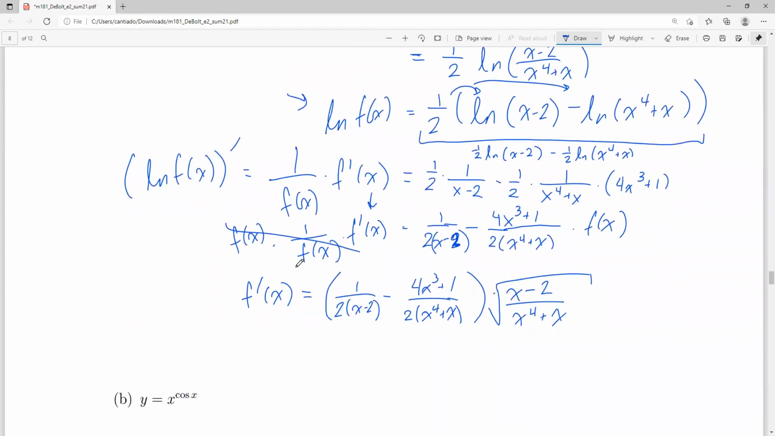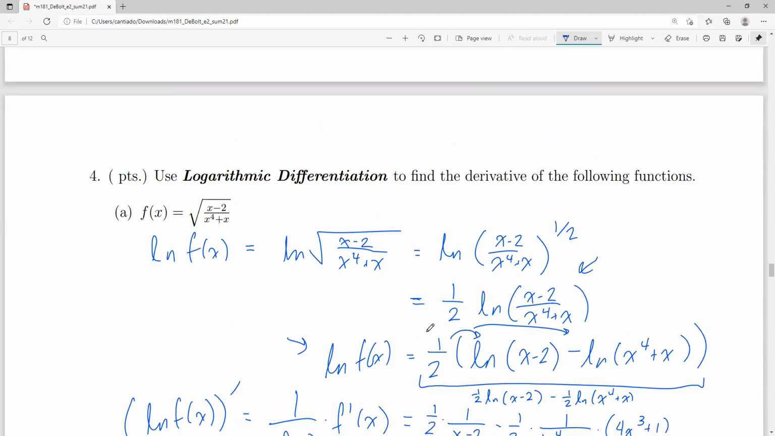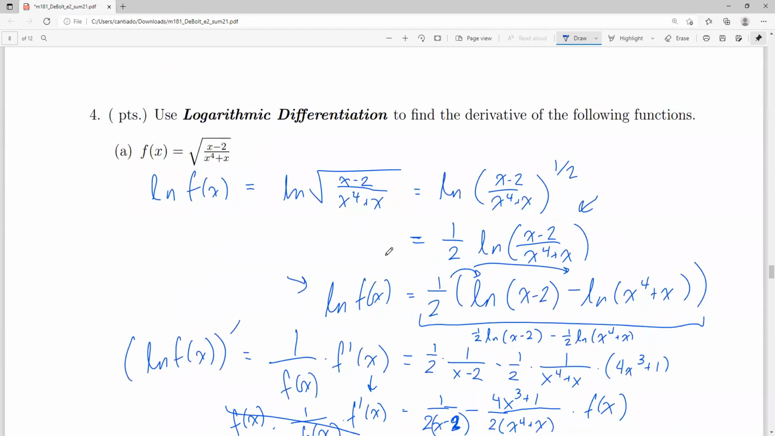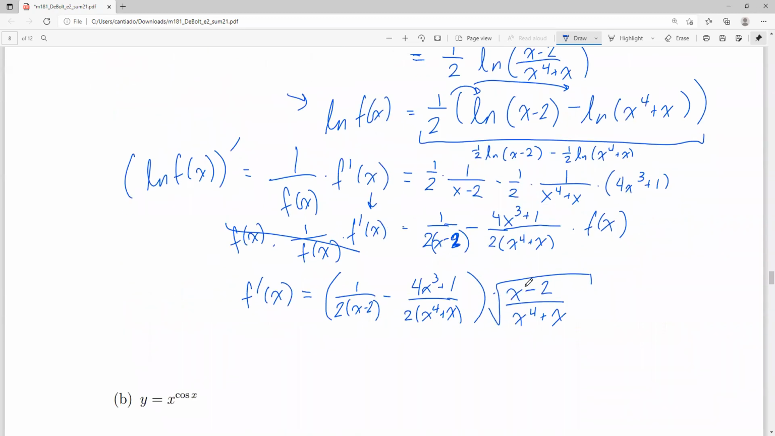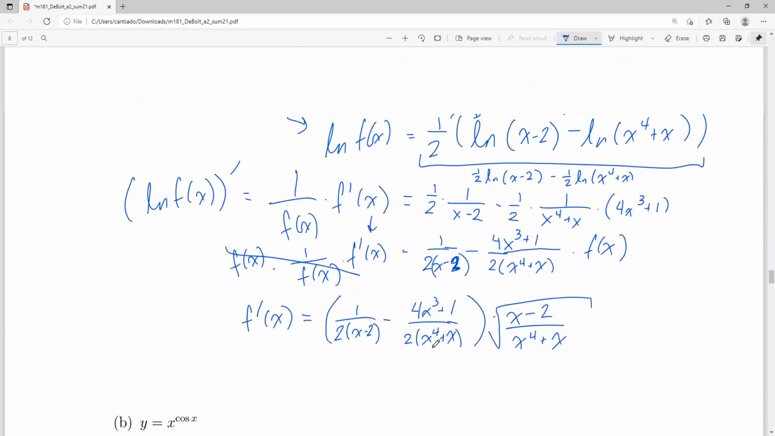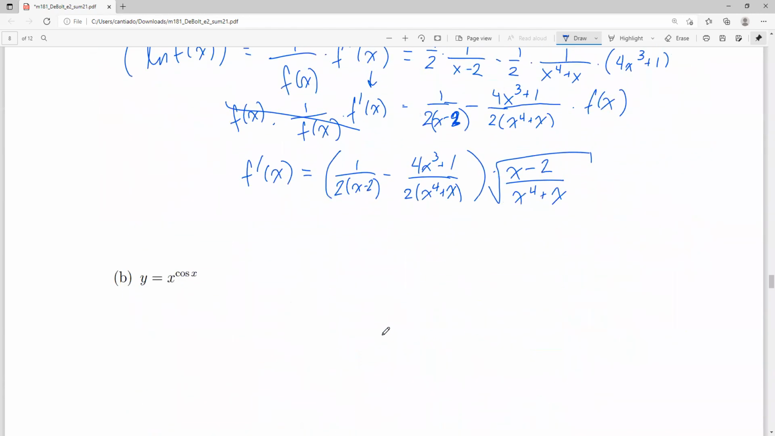Usually what will happen is you'll be multiplying the right-hand side of the equation by f of x, your original function. So I believe it's safe to say if you're doing logarithmic differentiation, you should multiply the original function somewhere within your final answer. All right, so that is a good example for part 4.